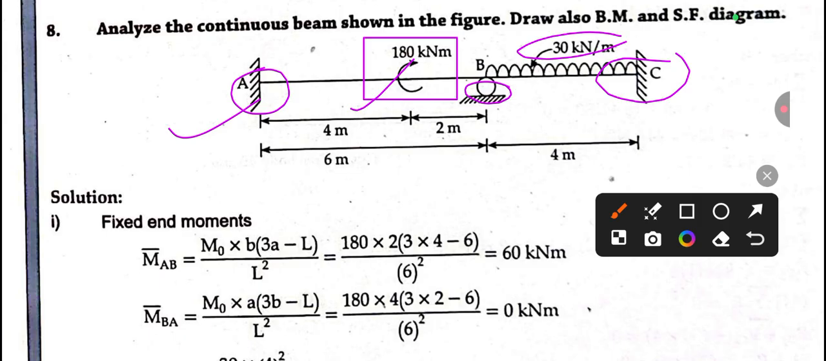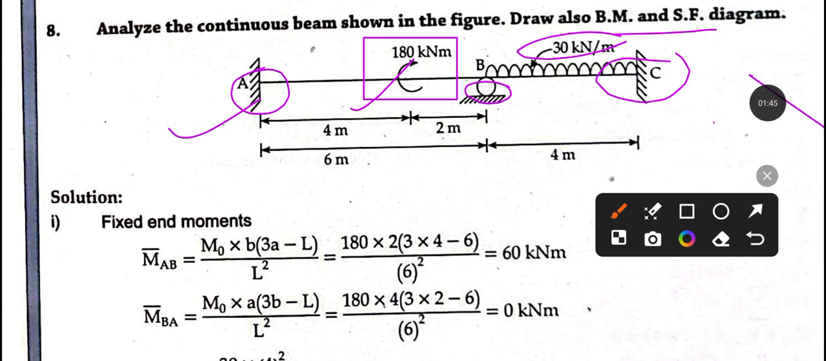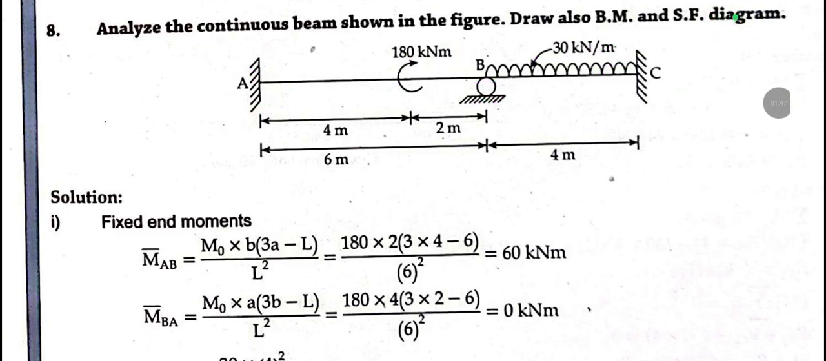Analyze the continuous beam. We have a given beam and we have to analyze it. It means we need to calculate the final moments, and also draw the bending moment and shear force diagrams. So now let's start the solution.